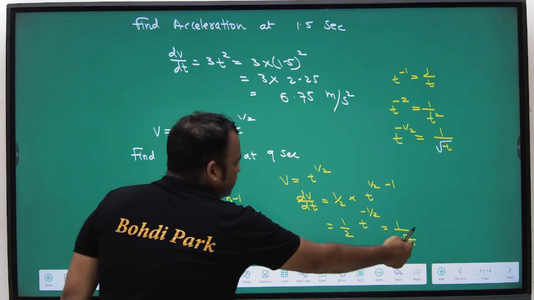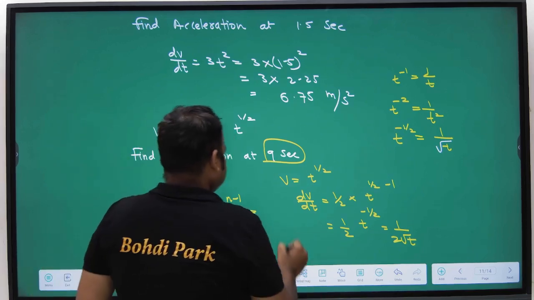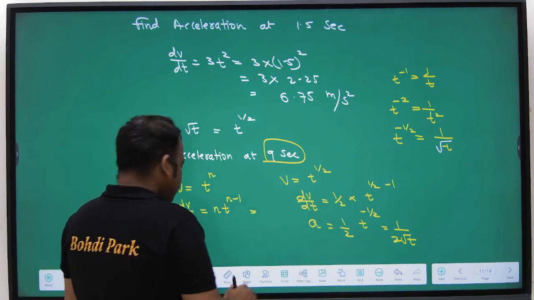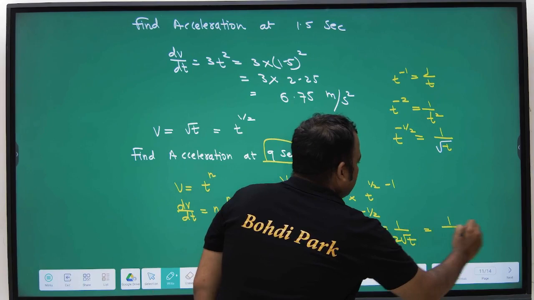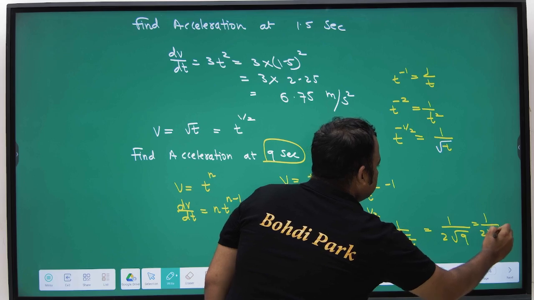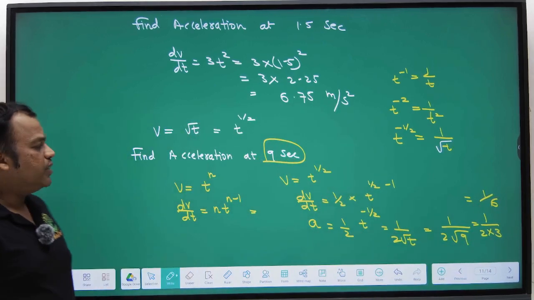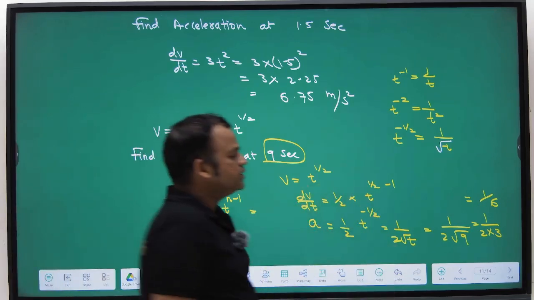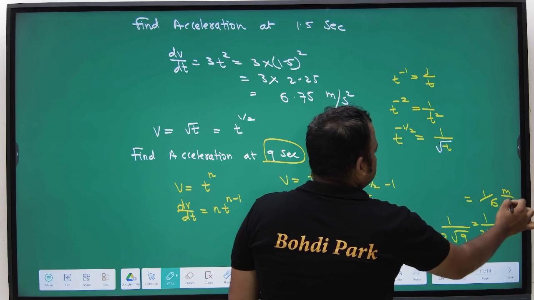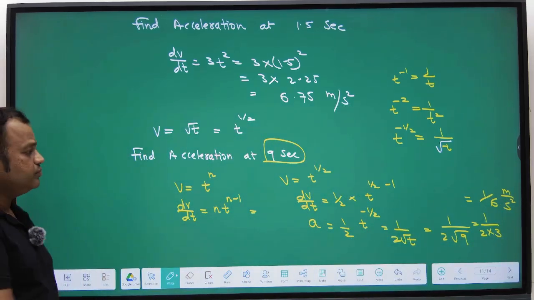So this will be 1 by 2 root t, that is 2 square root of t. Now here we will put t is equal to 9. So we are getting acceleration as 1 by 2 square root of 9. So that is 1 by 2 into 3. This will become 1 by 6. So acceleration is equal to 1 by 6 meter per second square.